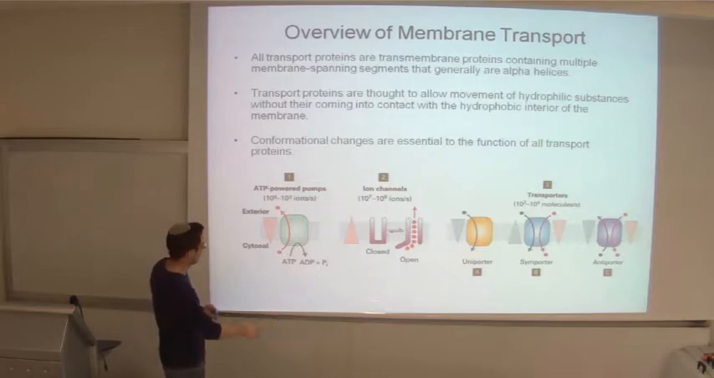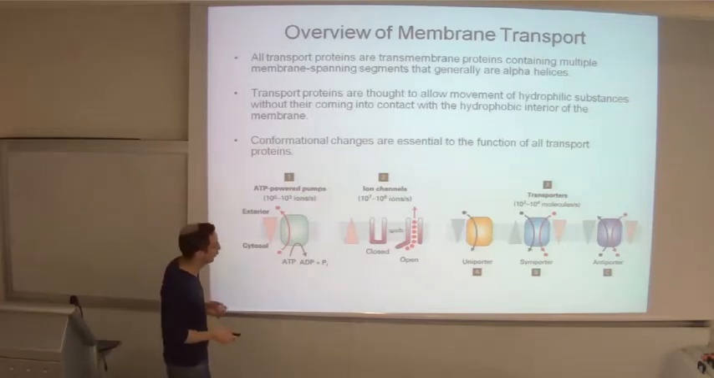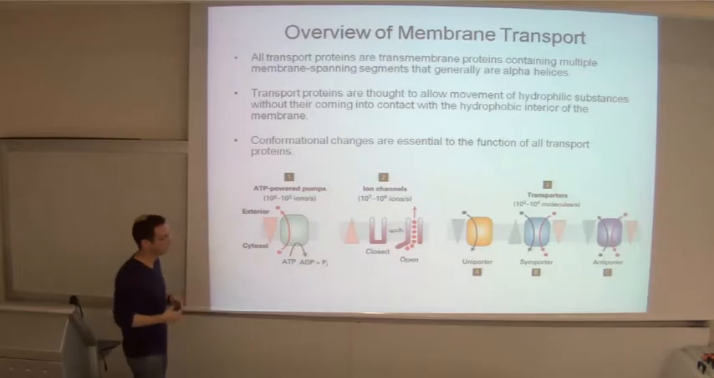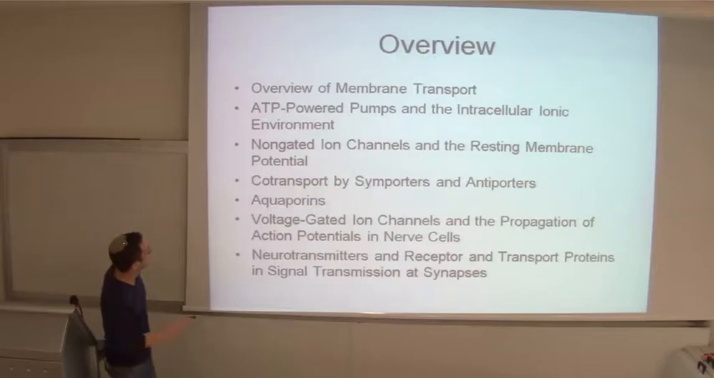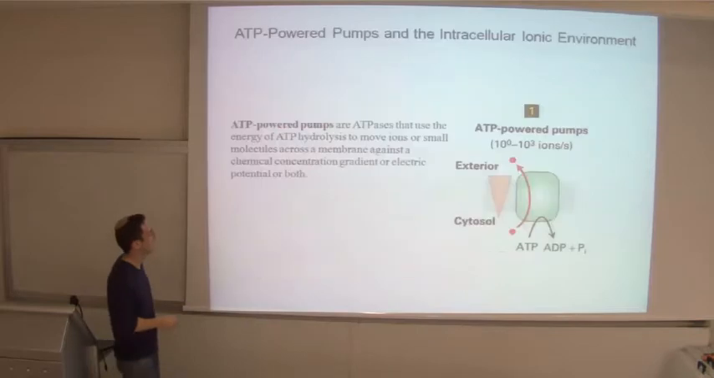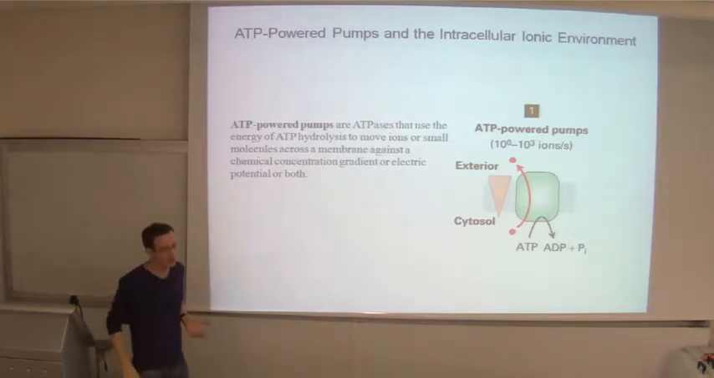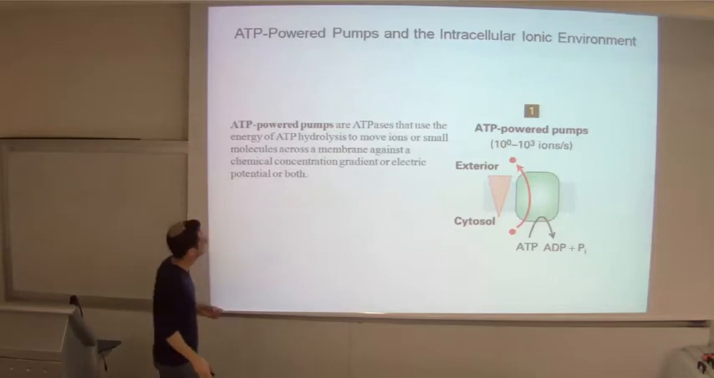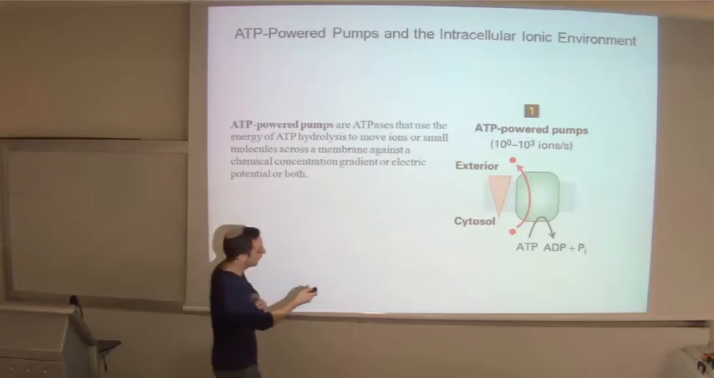Okay, so for these two, the mechanism of action has to do with a more complex conformational change, and hence they are slower than the ion channel. You can look at it this way. Okay, so let's start now with ATP-powered pumps, where we'll see that they determine the intracellular ionic environment. So these proteins are ATPases, which means they can hydrolyze ATP, adenosine triphosphate, and that's what gives them the energy to move an ion against its gradient.